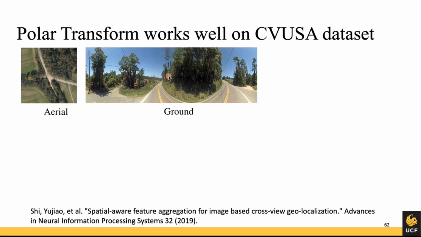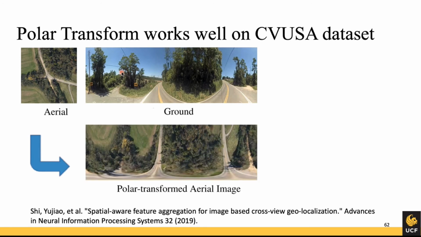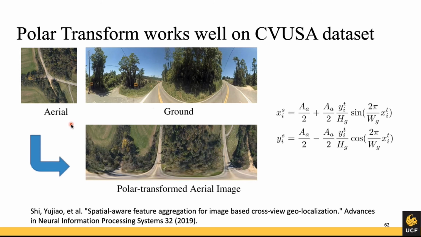As I mentioned, this is a spatially and orientation aligned dataset. And this dataset has images mostly focused on the rural area, okay? So the polar transform is basically taking the aerial image, then doing some transformation, which makes it very close to the ground view appearance. Okay, so this is how they mitigate the domain gap for this cross-view geolocalization.